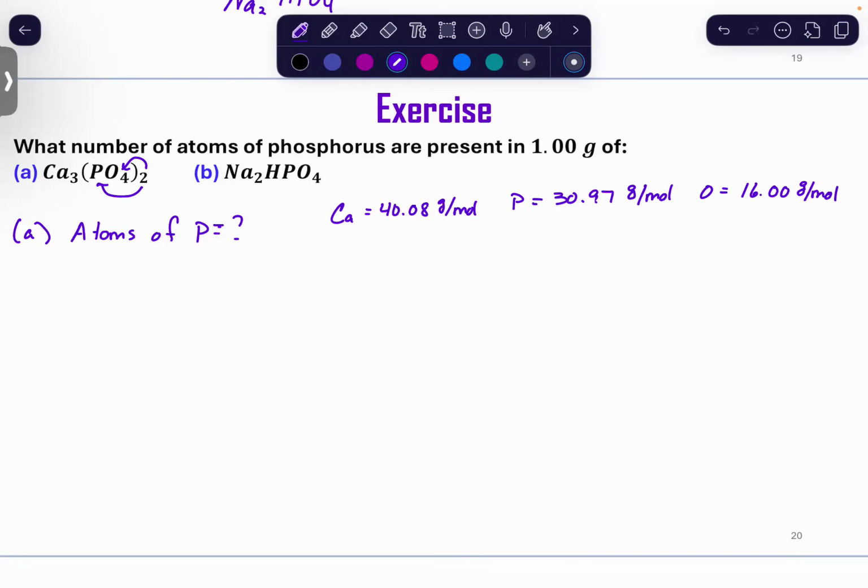So I have 2 phosphorus atoms per molecule. And that's the key to this one. Because we're doing what we did above, we're just taking it one step further. So Avogadro's number, because again, we start with the 1 gram.